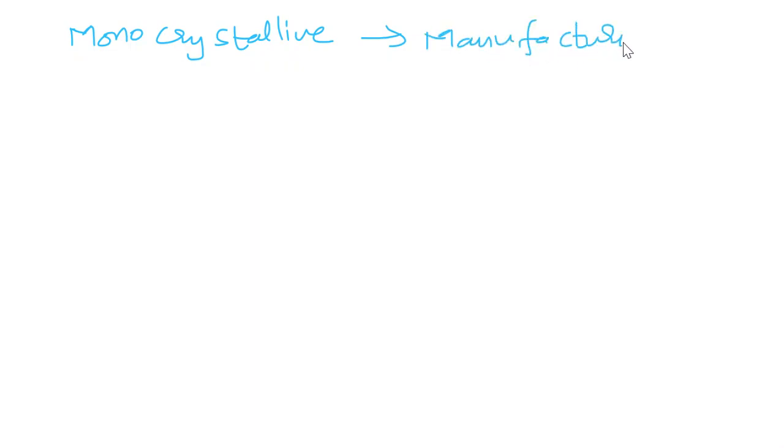But in device manufacturing we use single crystalline, that is monocrystalline. Mono is also known as single. Monocrystalline silicon is used for manufacturing of semiconductor devices. So we manufacture monocrystalline silicon from the polycrystalline material.